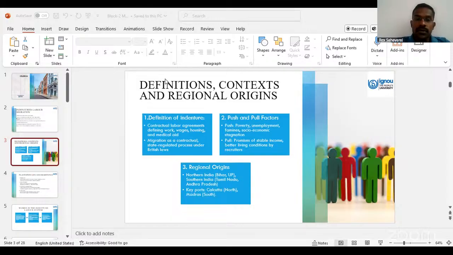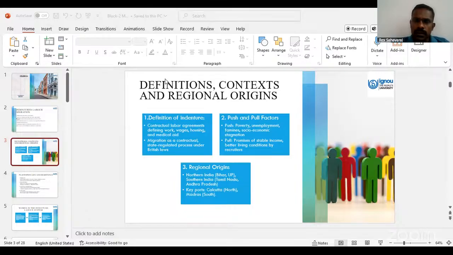Agreements speak about the fact that you are agreeing through your signature, in a legal bond or with a third person witness and everything. Labor is what you are producing, giving your labor based on that agreement and contract. So when you say indenture, it means a contractual labor agreement defining work, wages, housing, and medical, and the migration as a contractual, state-regulated process under British laws.